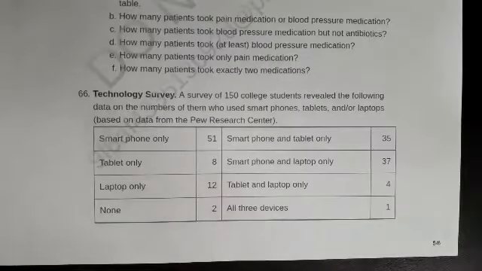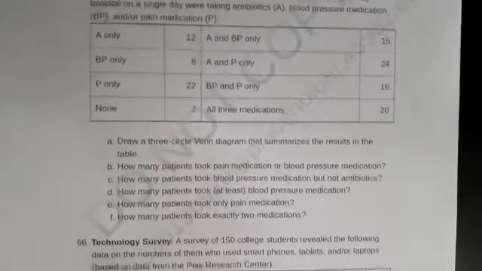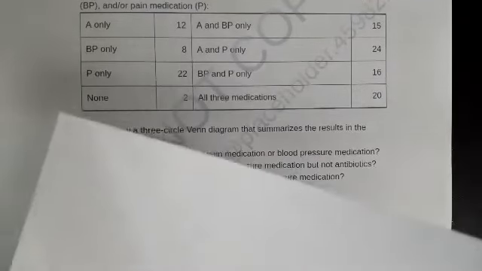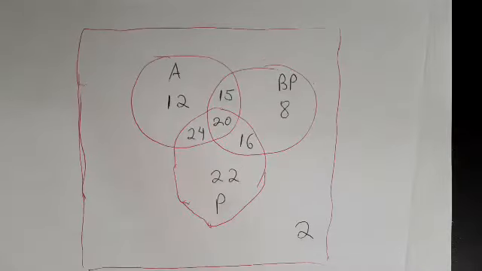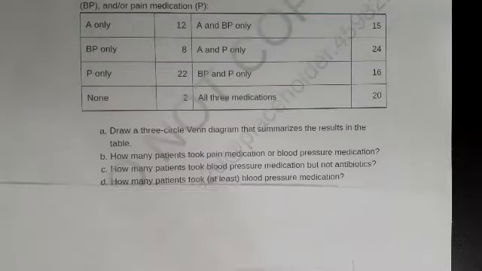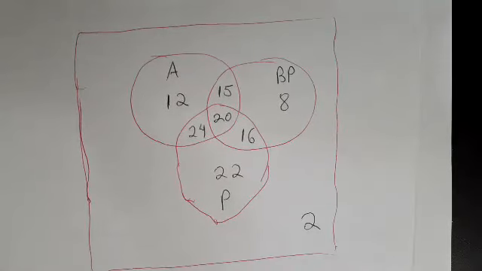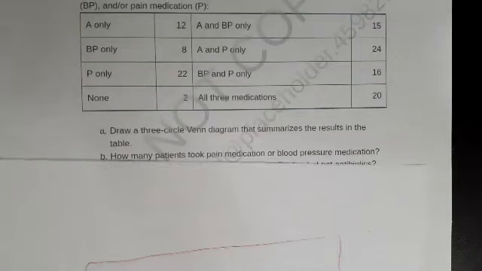So this is part A. Part A says to draw the Venn diagram. How many patients took pain medication or blood pressure medicine? So pain or blood pressure. 30. Oh, let me get this back. Well, the wording of that is a little vague to me.